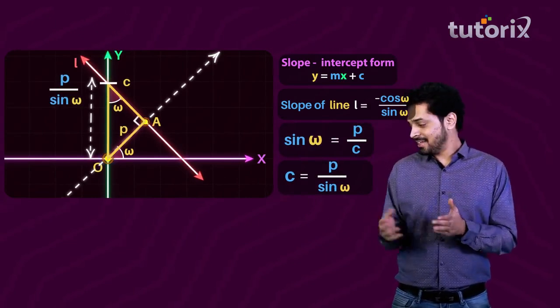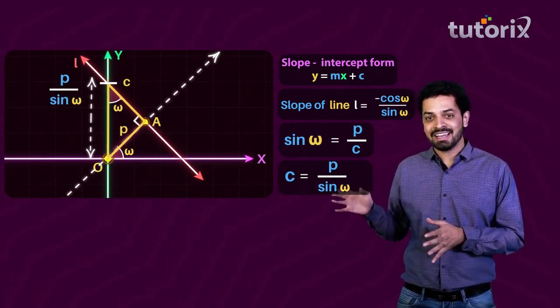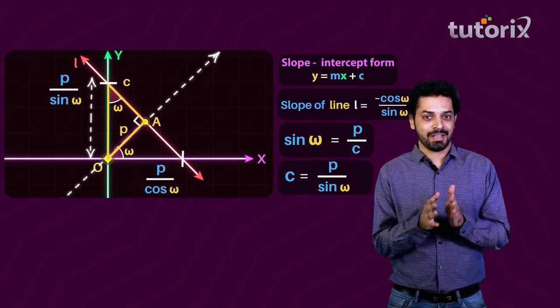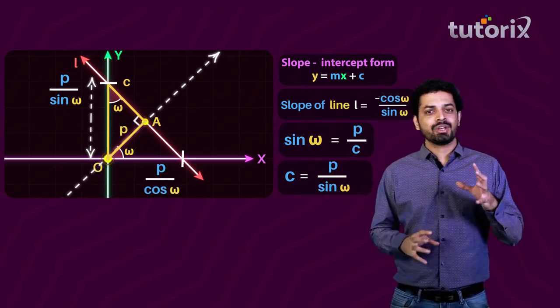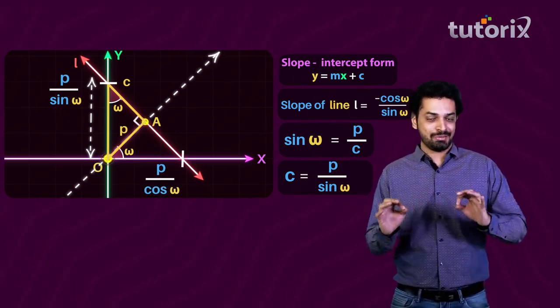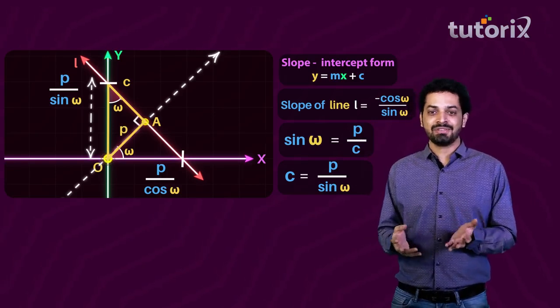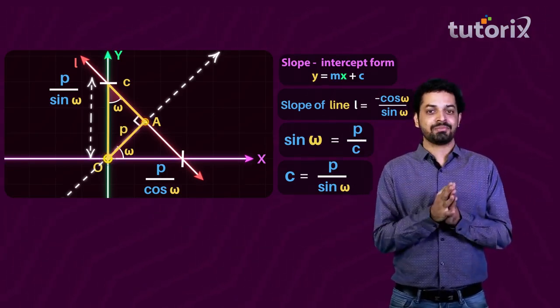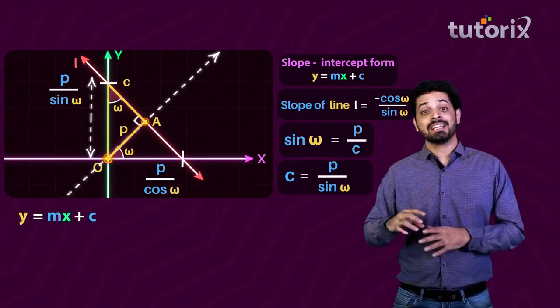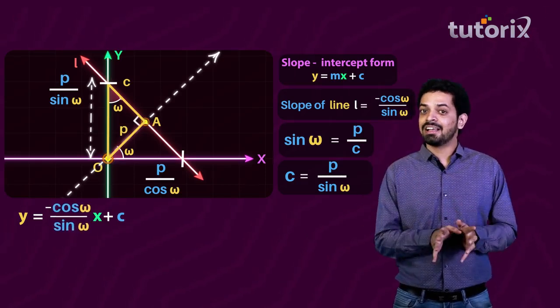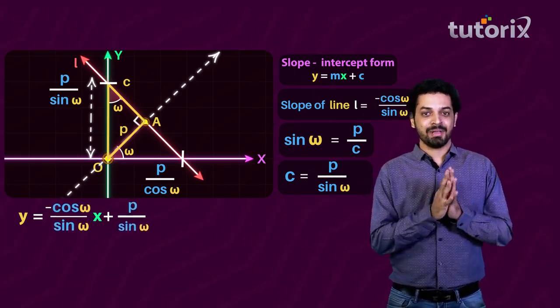And similarly, if you consider the other right angle triangle, you will get the x-intercept as P by cos omega. So now that you have the y-intercept and x-intercept, you can choose to use the two-intercept form to write the equation of the line. But since we have found the slope, let's use the slope-intercept form, which is y is equal to mx plus c. Now the slope m is minus cos omega by sine omega, and the y-intercept c is P by sine omega.